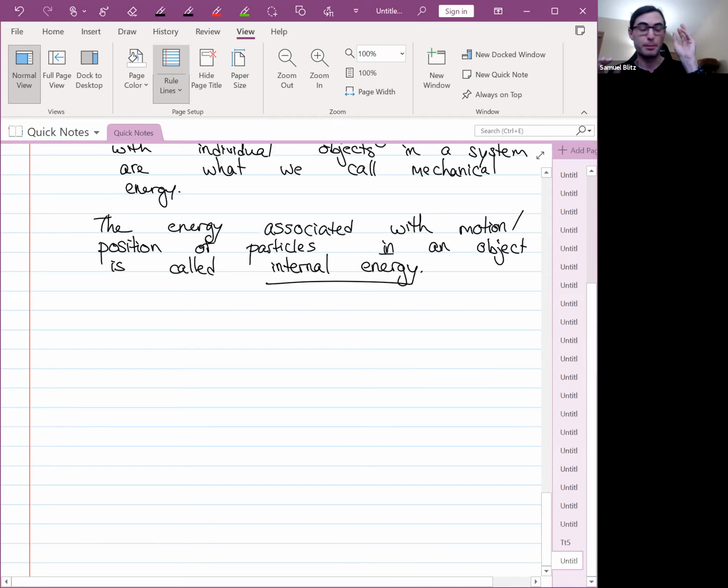We say that there's the mechanical kinetic energy, which is the energy just associated with the motion of the center of mass of the system. And then there's the kinetic energy associated with the individual motions of all the little constituent parts. So what we do is we split the total energy or the total kinetic energy of the system.